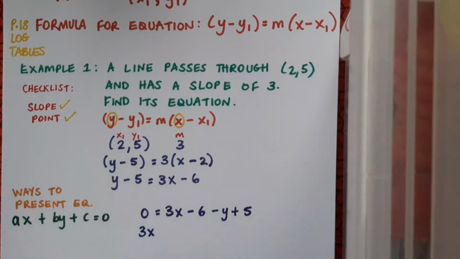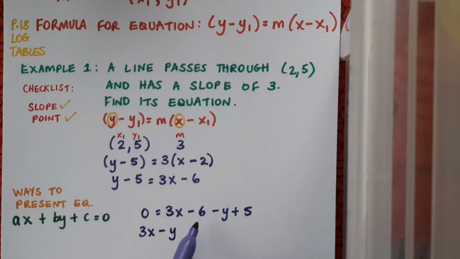So in this case I'll have 3x minus y, and then I'll put my numbers together, my constants, the like terms, minus 6 plus 5 is minus 1, equals 0. And again, this is called presenting my equation in the form ax plus by plus c equals 0. Sometimes a question will specifically ask you to write your equation this way.